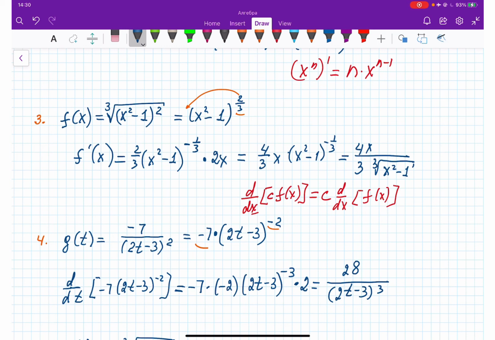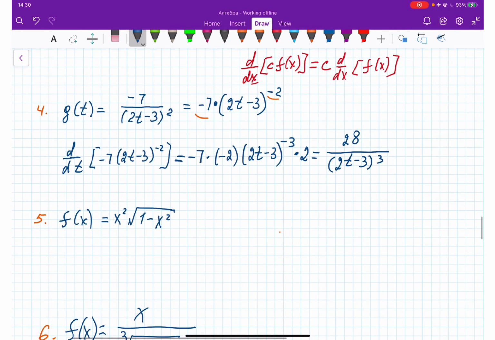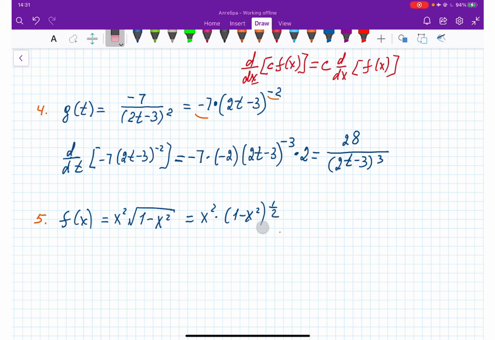Okay. Question number 5. Before I take a derivative, I'm going to represent the square root in the format of a rational exponent, which is x squared times (1 minus x squared) to the power 1 over 2. Yes?